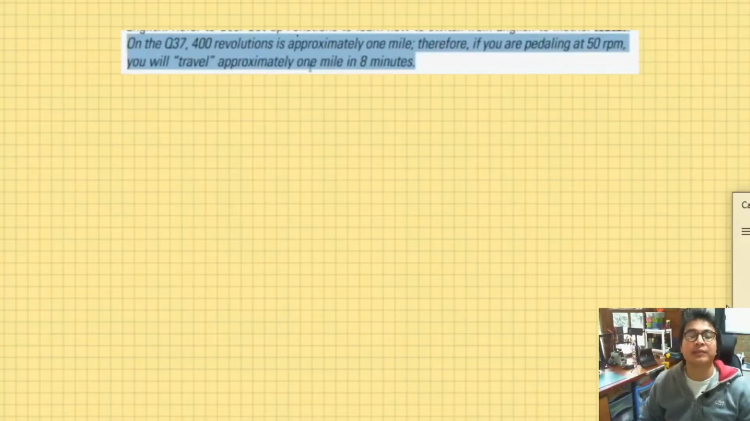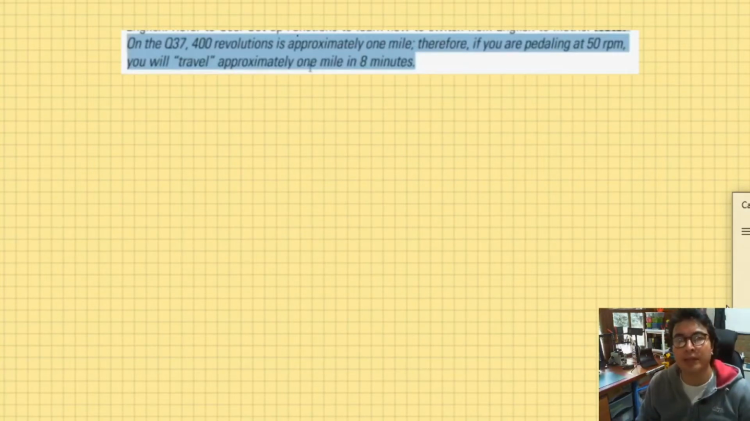So I hope you found that section useful, but before we go on to converting the RPM into MPH, just a quick word on the different types of tachometer. So I would definitely avoid using something like this.